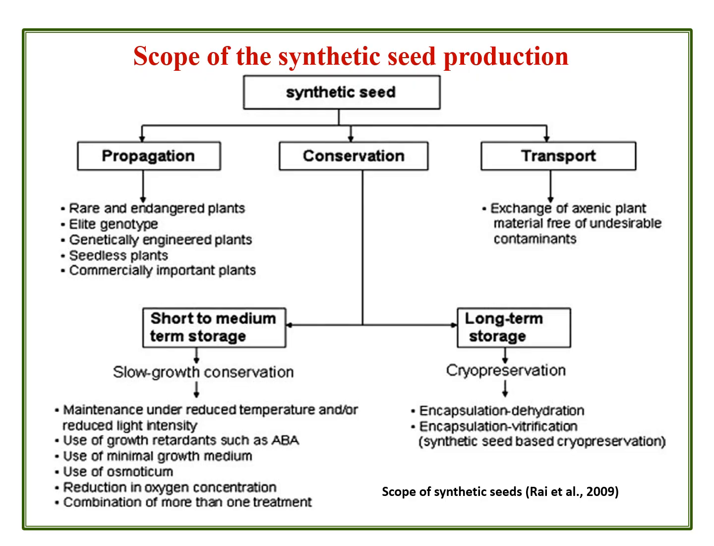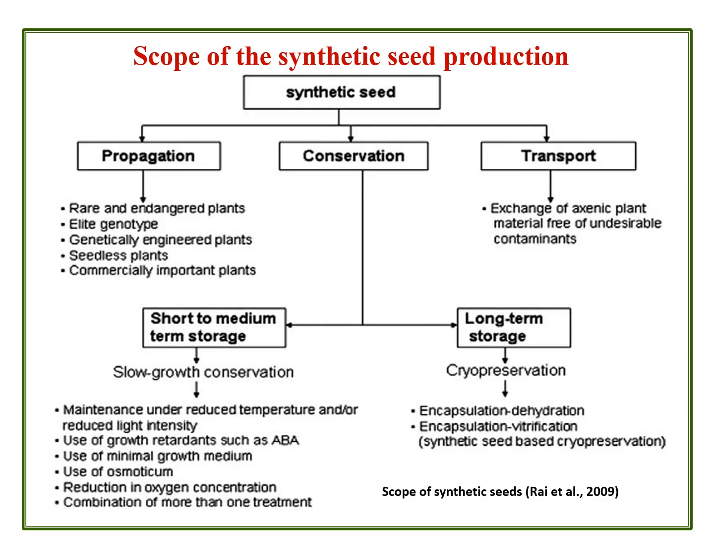Next, conservation. Short-term medium will be used, or long-term storage. Slow growth conservation is maintained under reduced temperature. Growth retardants such as abscisic acid, minimal growth medium, and osmotic pressure, that is 10% mannitol solution, can be used. Reduction in the oxygen concentration will be the limiting factor for the synthetic seed germination process. A combination of more than one treatment gives more reliable synthetic seeds in commercial zones. And long-term cryopreservation is the best choice.